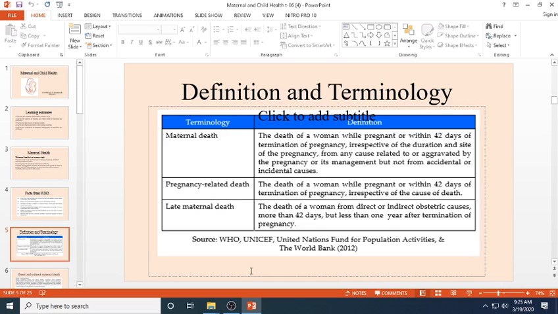Okay, when it comes to maternal health, there are some definitions and terms which are very important for you. Those are maternal death, pregnancy related death, and late maternal death. What do you mean by maternal death? Maternal death is a death of a woman while pregnant or within 42 days of termination of pregnancy, irrespective of the duration and site of pregnancy, from any cause related to or aggravated by the pregnancy or its management, but not from accidental or incidental causes.